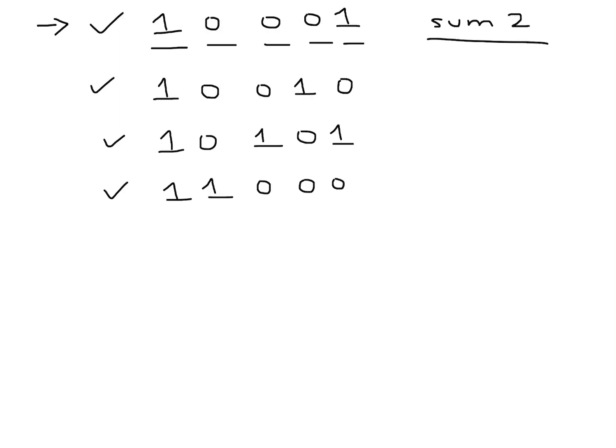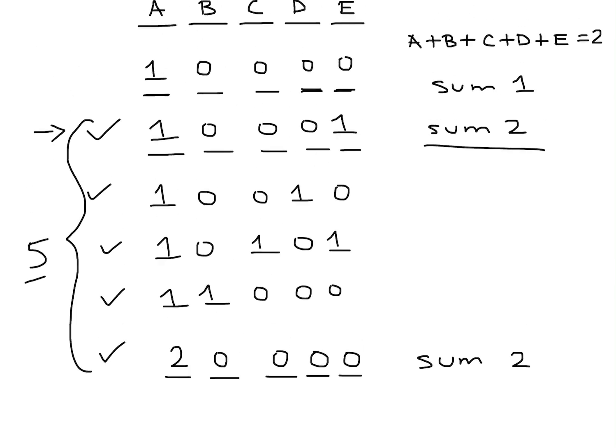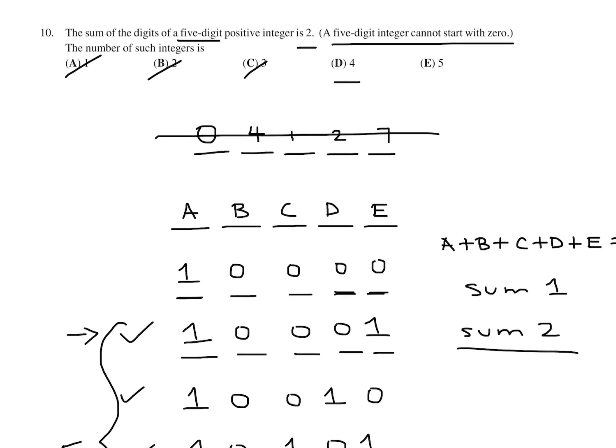And there's one more 5-digit number. It doesn't have ones in it. It has a 2 at the very beginning. And that has digits that have a sum of 2. So the total such numbers is 5. So that would be choice E.